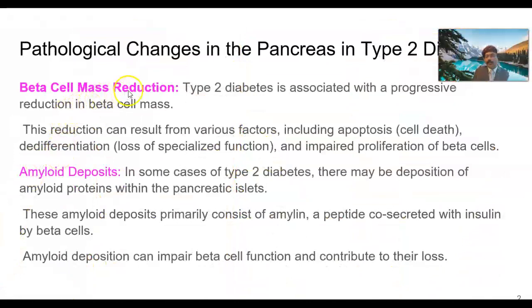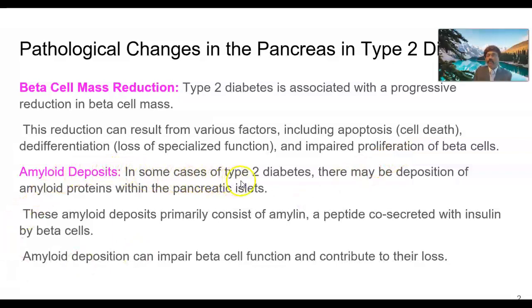Beta cell mass reduction. Type 2 diabetes is associated with progressive reduction in beta cell mass. This reduction can result from various factors including apoptosis or programmed cell death, dedifferentiation, loss of specialized function, and impaired proliferation of beta cells.